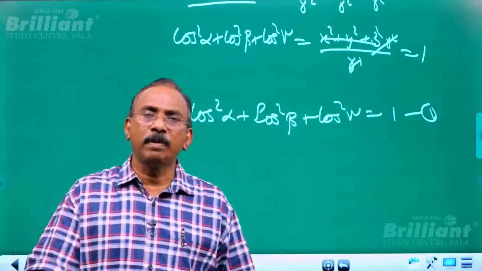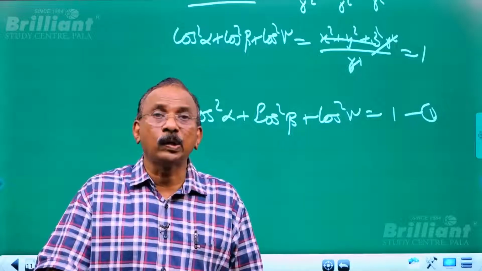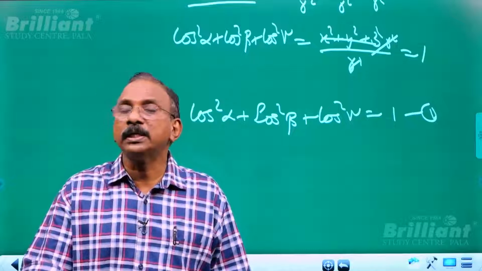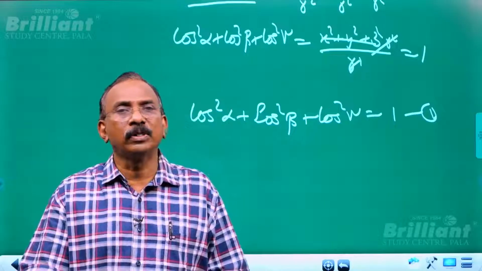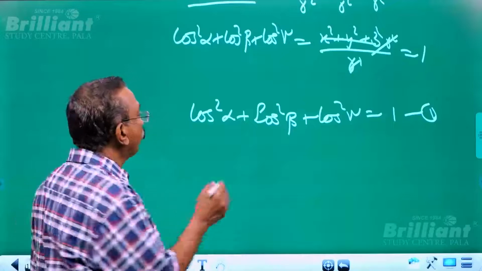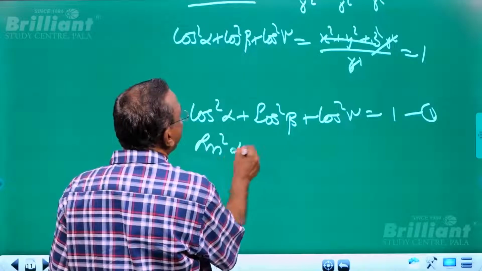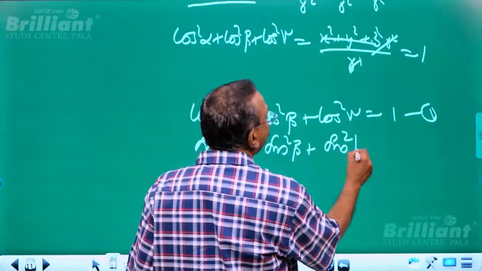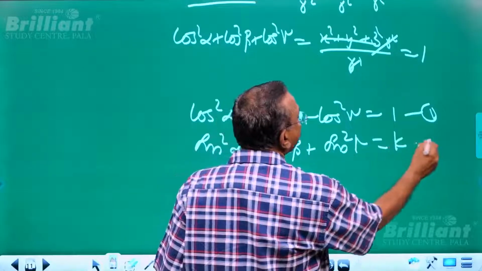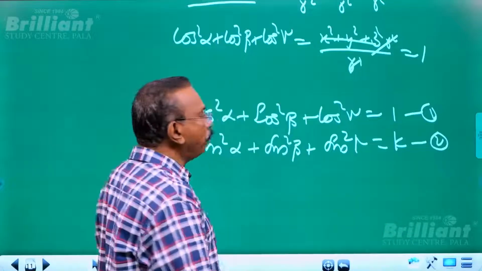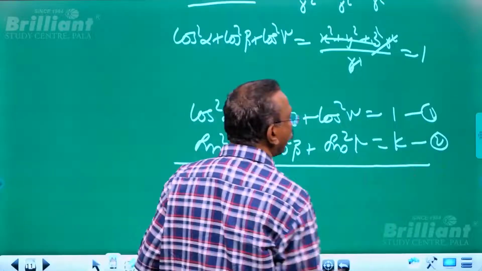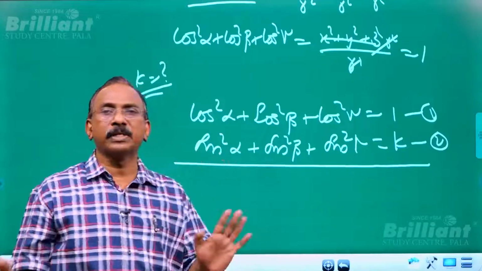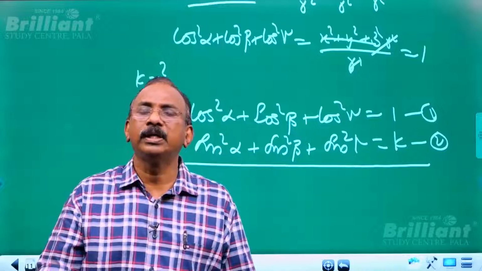So if alpha, beta, gamma are direction angles, then the corresponding cos square alpha plus cos square beta plus cos square gamma is 1. But your requirement is not exactly cos square alpha, cos square beta. Your requirement is sine square alpha plus sine square beta plus sine square gamma. You can keep this value equal to some k, and call it equation number 2. Now simply add these all. Your requirement is the value of k, so sine square alpha plus sine square beta plus sine square gamma is taken as k.